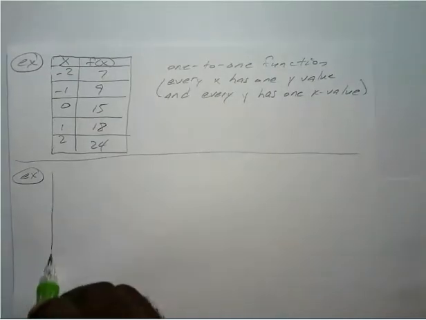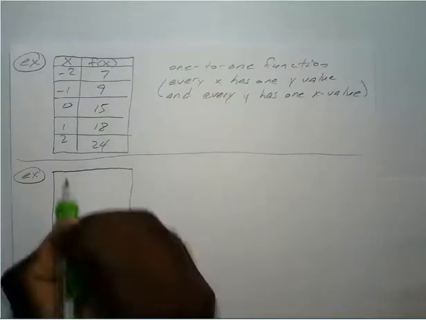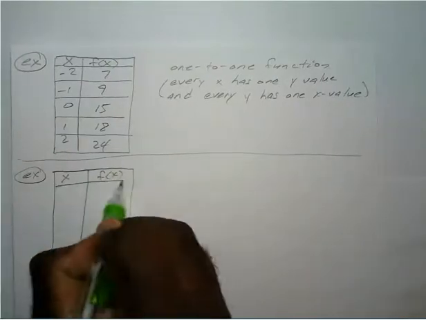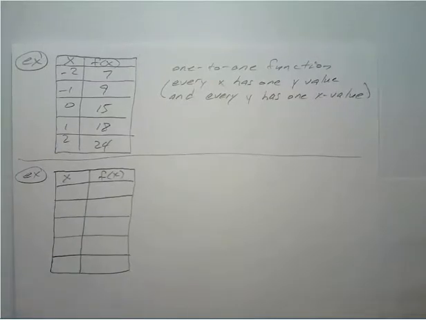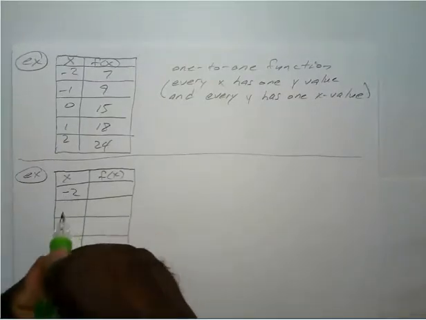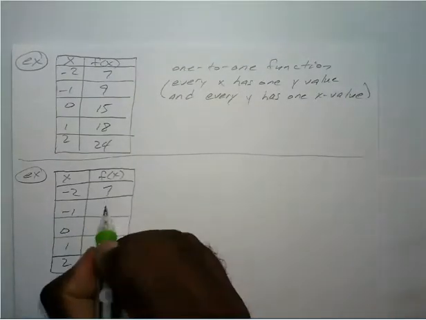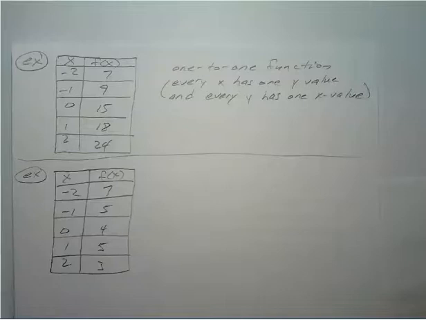Let's draw our table. We have our x, and we have our f of x. Okay, so 1, 2, 3, and 4. And again, let's go with -2, -1, 0, 1, and 2. But this time, let's go 7, 5, 4, 5, and 3. Okay, now, this table is a function, just a regular, ordinary function.